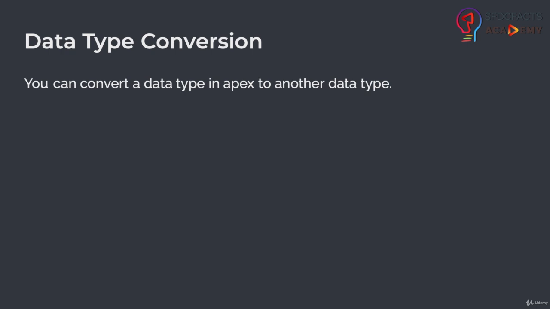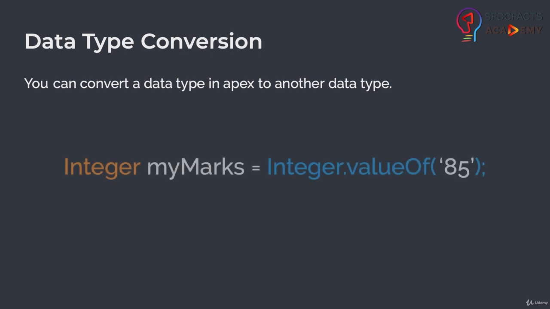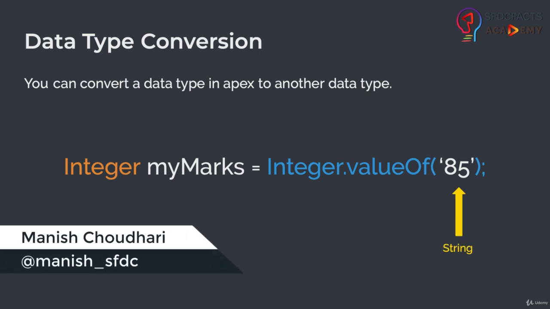It's possible in Apex to convert one data type to another data type. Let's take a look at this example. Here we are creating an integer variable called myMarks, and this is taking a value from a string. How do I know that 85 is a string here? Because it's within those single quotes. Anything in Apex that is within single quotes is treated as a string. So here we are converting a string to an integer.